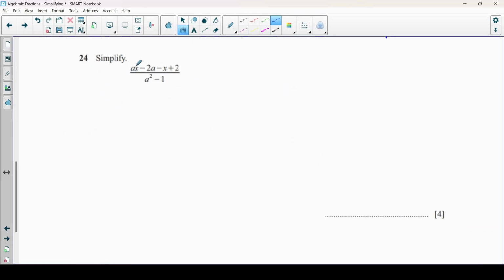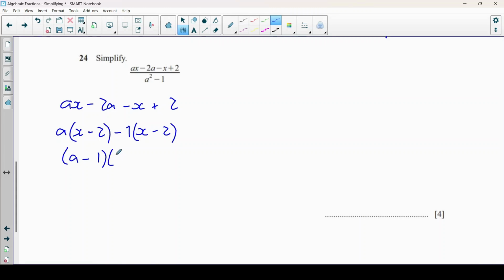Two single brackets here on the top, so we have ax minus 2a minus x plus 2. Single bracket, let's take a out of both of them, and inside the bracket we get x minus 2. Looks like I can't really take anything out of these. Let's try taking 1 out, or rather minus 1, because then that gives me x minus 2, which is the same as that bracket there. So brackets a minus 1, brackets x minus 2, that's the top done. For the bottom, a squared minus 1, well that's just the difference of two squares. A plus 1, a minus 1.